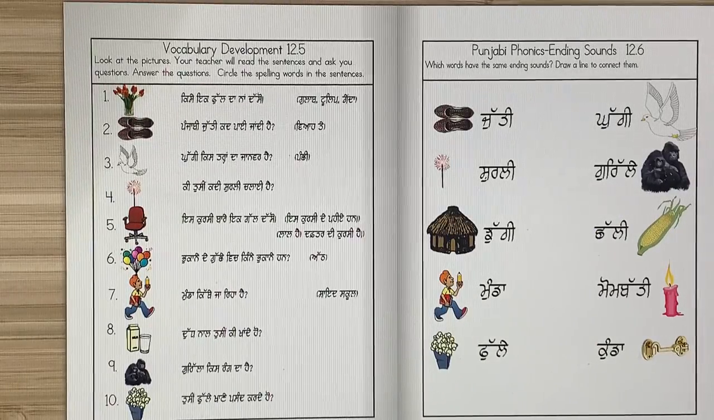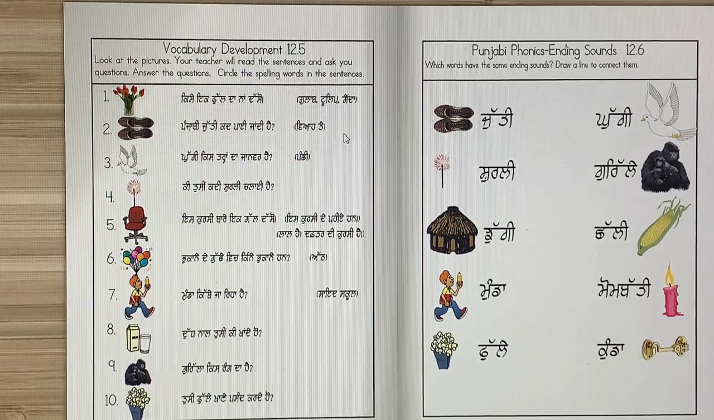Okay, now here is some vocabulary activity. I'm going to read these sentences to you and see if you can answer some of my questions. Okay, and we're going to use the same 10 words that we've been learning. Okay, kise ik phul da na dasso. Okay, what are different flowers? You can say gulab, you can say tulip, you can say genda, you can say chameli.